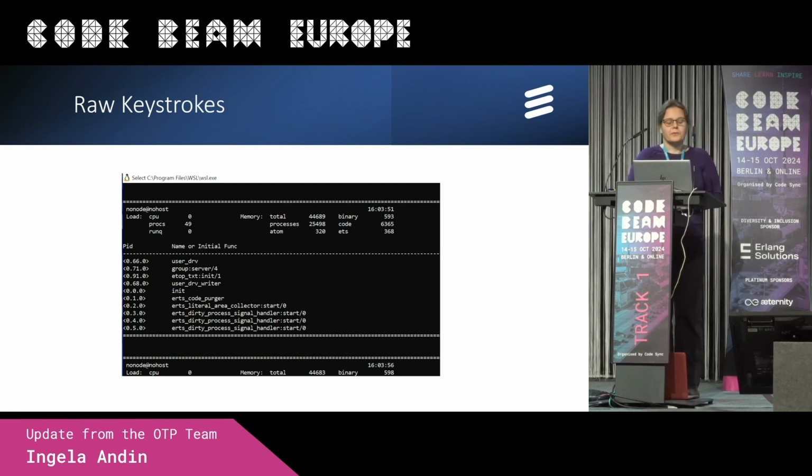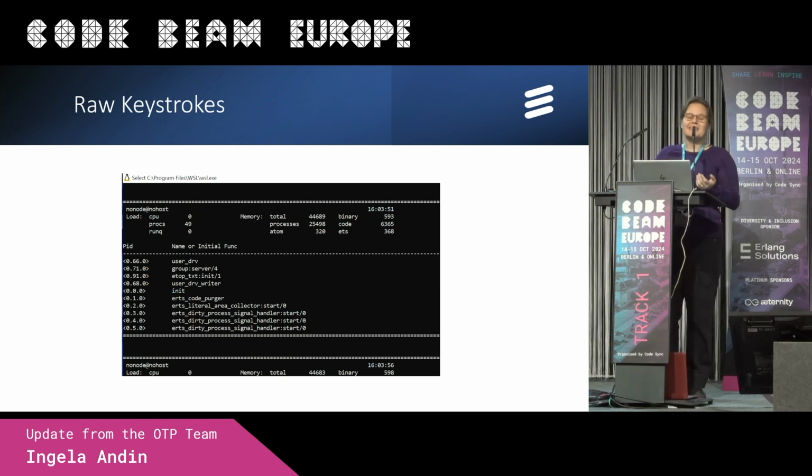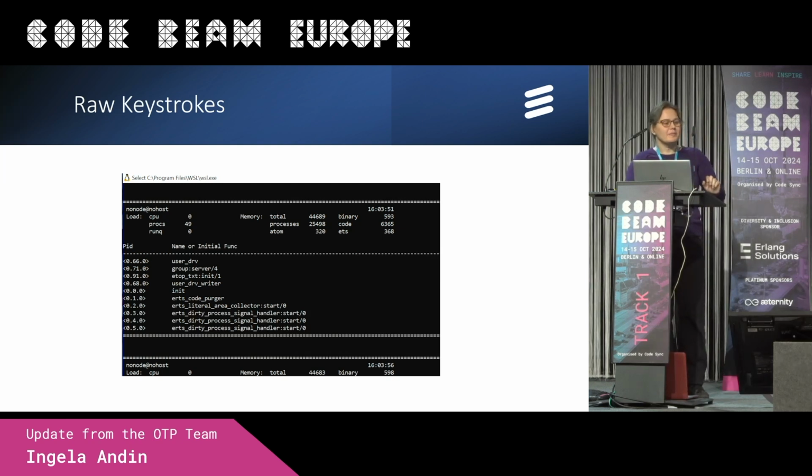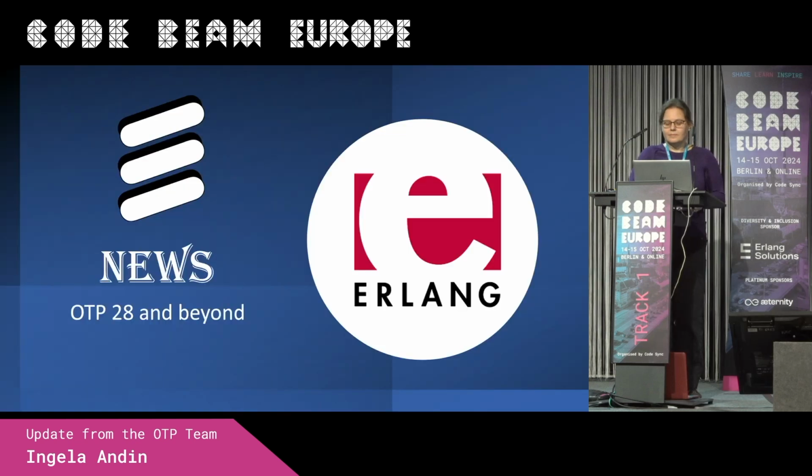Raw keystrokes, what is that? Well, it's the ability to read keystrokes as you type them when you're not in initial mode. So this could be, for instance, used if you want to make a terminal application, such as ETOP. And now you're able to do that. And I also like to say a few words about the future.